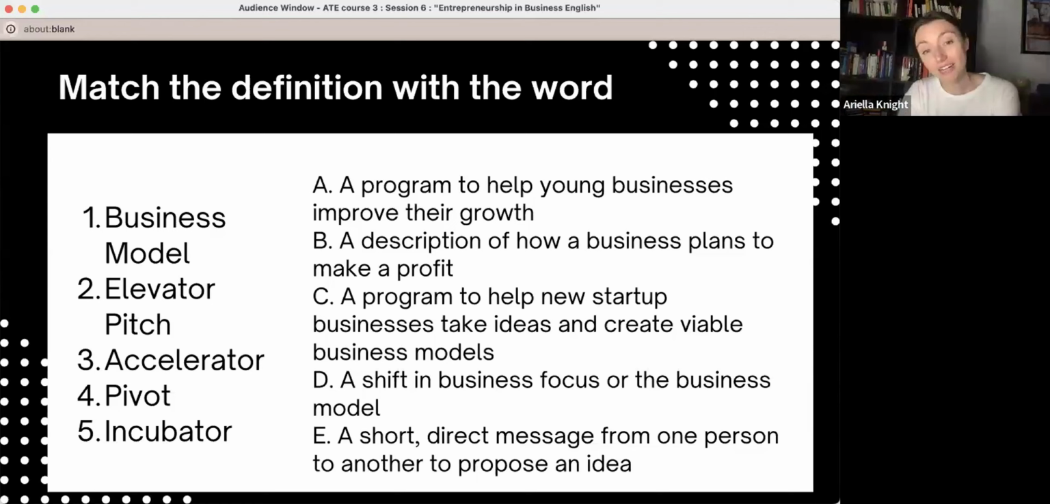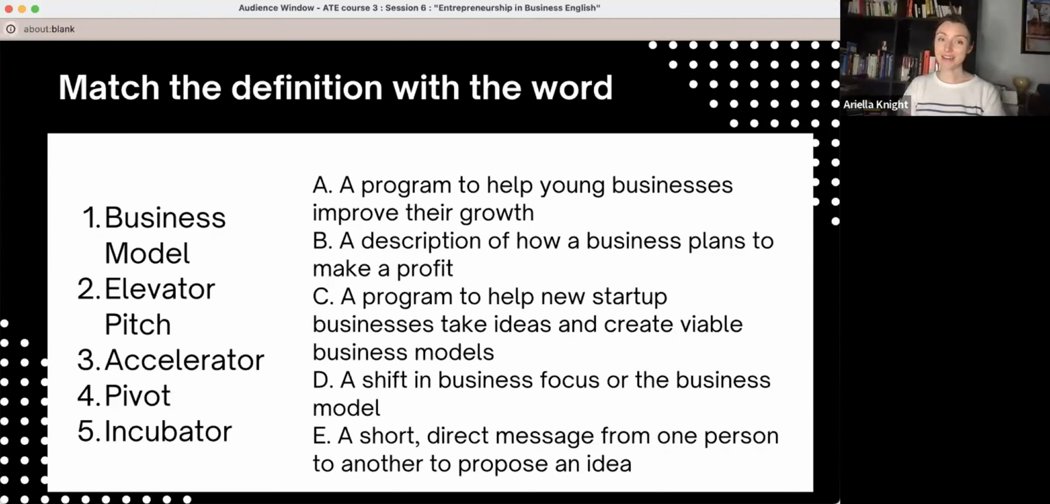So if the accelerator is A and the incubator is C, then what does pivot mean? Number 4, what does pivot mean? D, that's right. We have a couple of D's coming in. So to pivot or a pivot, so it's a noun and a verb. In this case, we're looking at it as a noun. A pivot is a shift in business focus or business model.